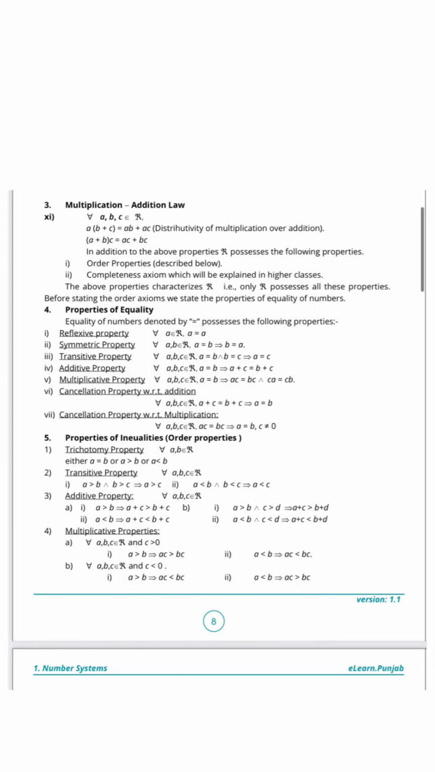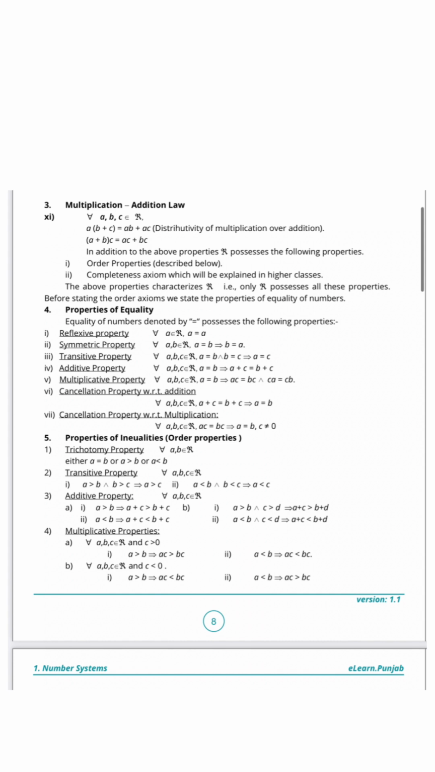We were discussing the additive and multiplicative properties. Now we have the third part, the multiplication addition law. It states that for all a, b, c belonging to capital R, that is real numbers, a(b + c) = ab + ac. It is written this way because a will be multiplied first with b, and then with c, with a plus sign between. It is called the distributivity of multiplication over addition.